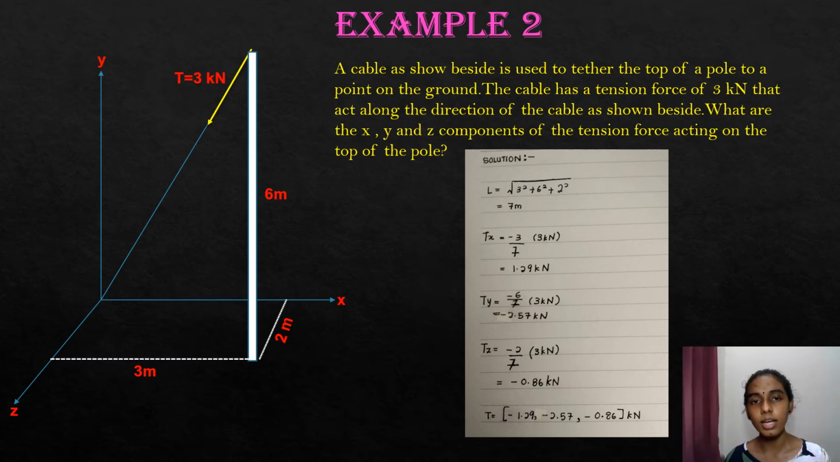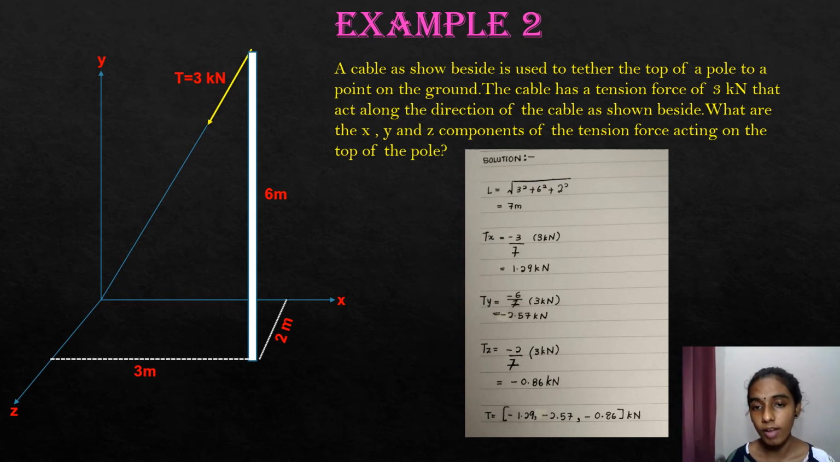Example 2. A cable as shown beside is used to connect the top of a pole to a point on the ground. The cable has a tension force of 3 kN that acts along the direction of the cable as shown beside. What are the X, Y, and Z components of the tension force acting on the top of the pole? For the solution, we must use Pythagoras theorem. So, 3 square plus 6 square plus 2 square equivalent 7 meter.